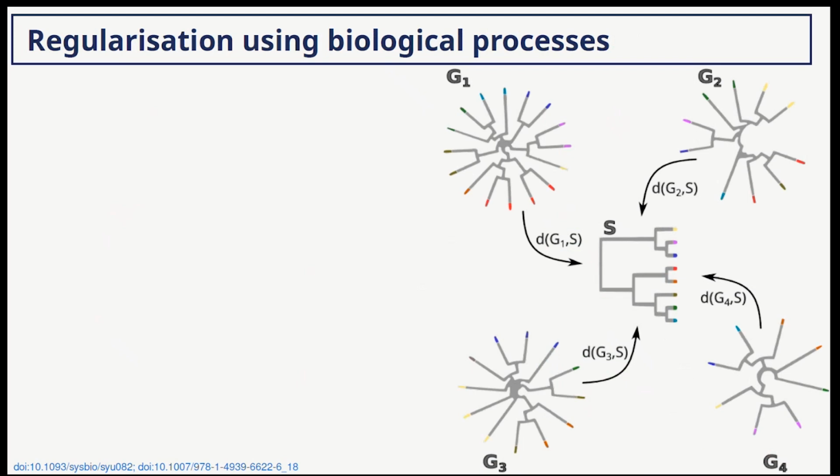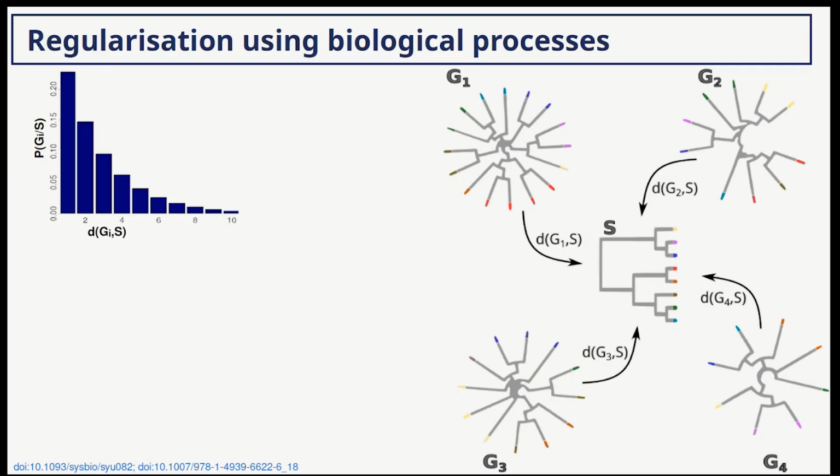Well, we can use regularization again. Remember, we can use distances. So we say I like species trees, the S one there, that is close to all my gene trees. And what do I mean by close? Well, close in some biological term that I cannot define, but we can discuss. We can think about several distances.